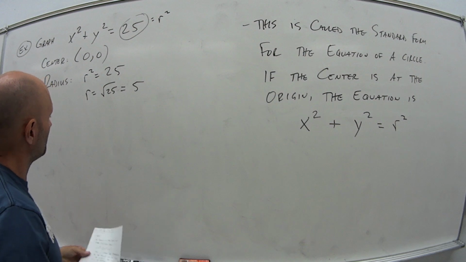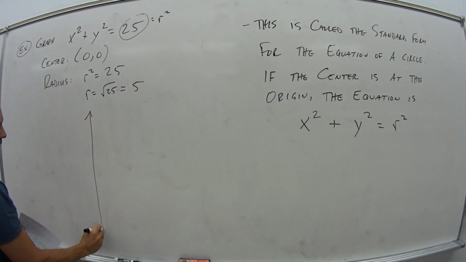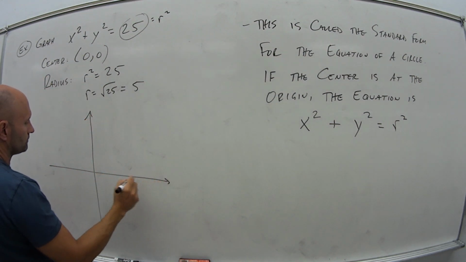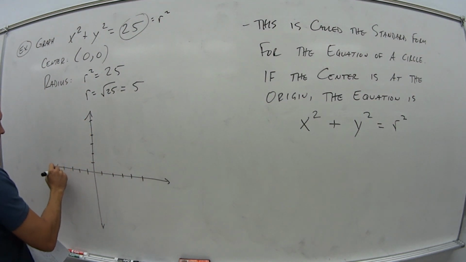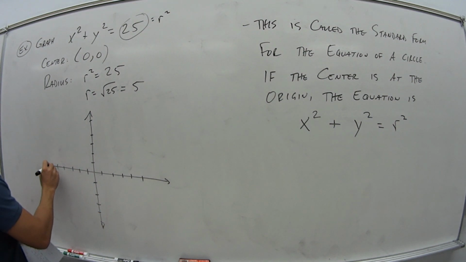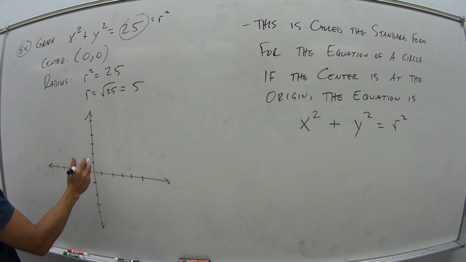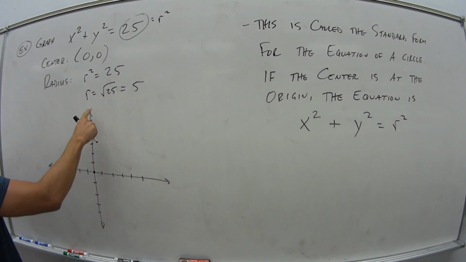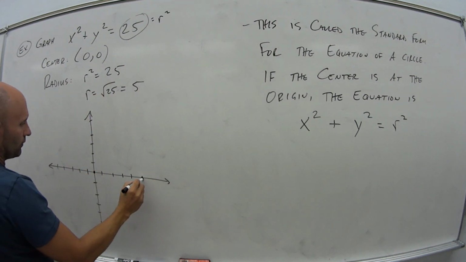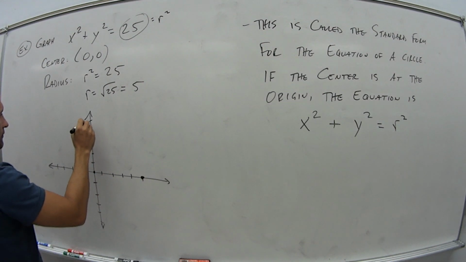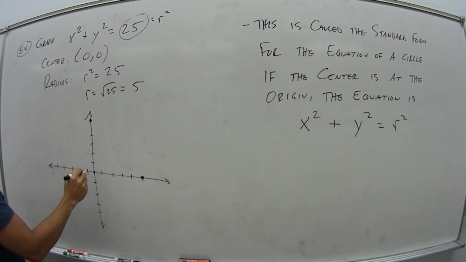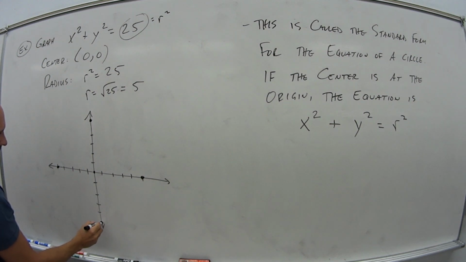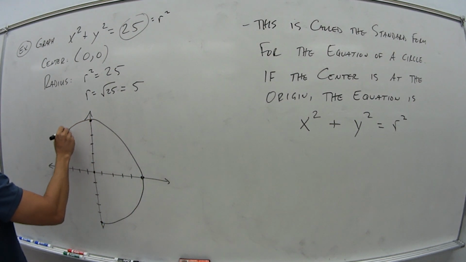Our radius is 5. So now if I go to draw this, my center is the origin, that's here. Radius is 5, so I'm going to go 5 units to the right from the center, 5 units up, 5 units to the left, and from the center 5 units down. And then it's a matter of connect the dots as best I can.